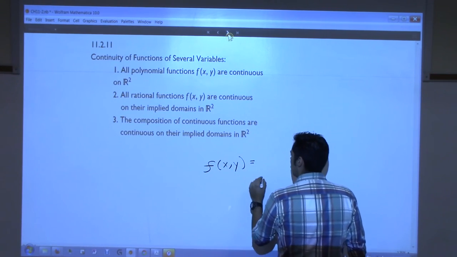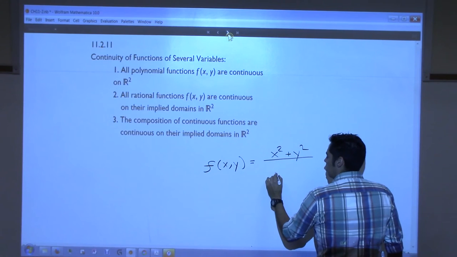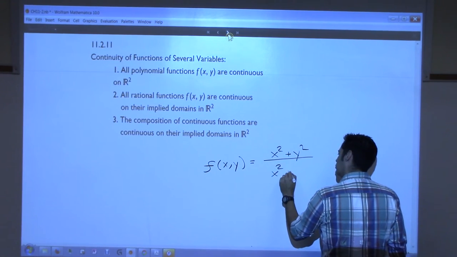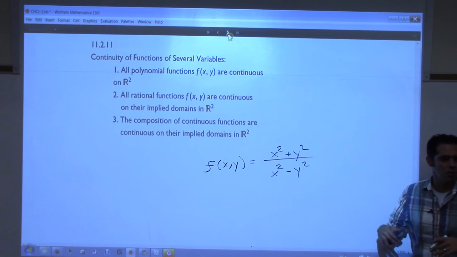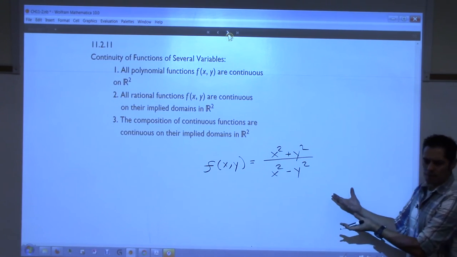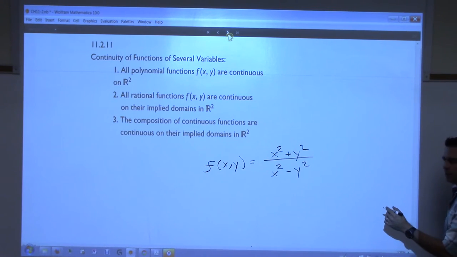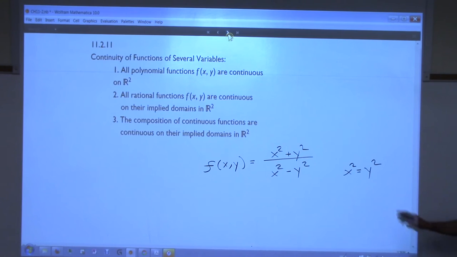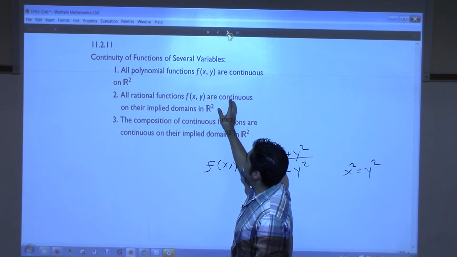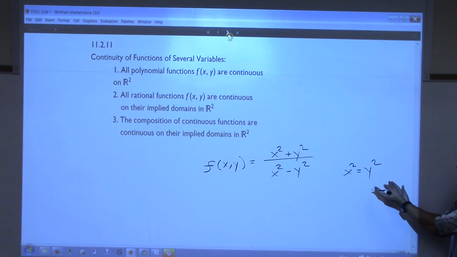So I guess all that's saying right here is that if someone were to give you a function like this, right there, and they would ask you, if you were to draw that, would it have any punctures or holes in it? Is it continuous? And you would say, well, it's continuous everywhere except where? Everywhere except where x squared equals y squared. That's where you would have a problem, right? Those numbers are not in the domain, right? And that's what this is saying. All rational functions are continuous on their implied domains. The implied domain of this is everything except the numbers that satisfy this.